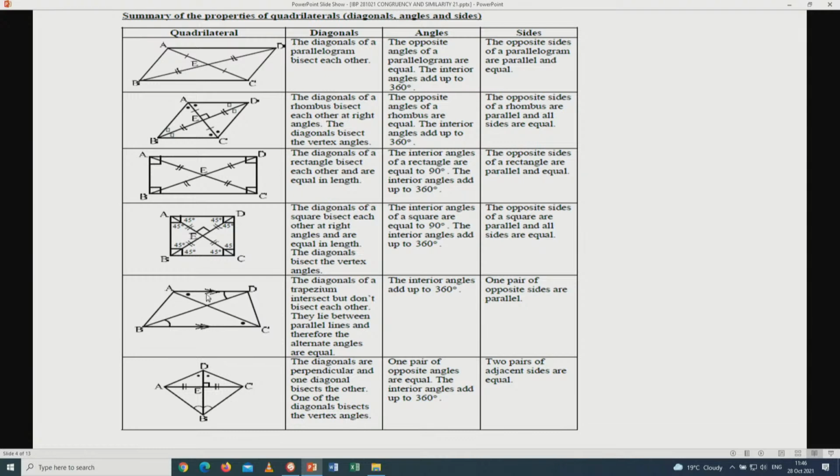Except when we come to the trapezium. Trapezium, we know only two sides are parallel. Only two opposite sides are parallel, and nothing is equal. So it's very important. Then lastly, going to your kite. Your kite, the diagonals intersect at 90, sorry. Diagonals intersect at 90, but the longer diagonal bisects the shorter diagonal. Adjacent sides next to each other are equal.